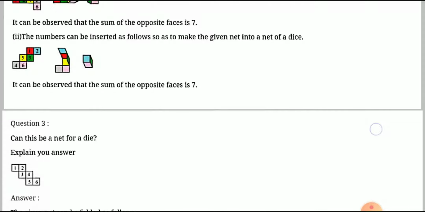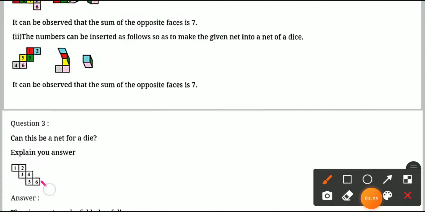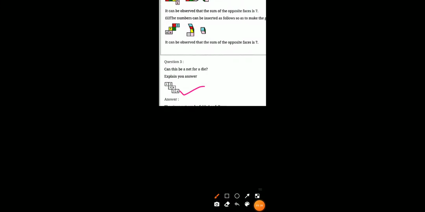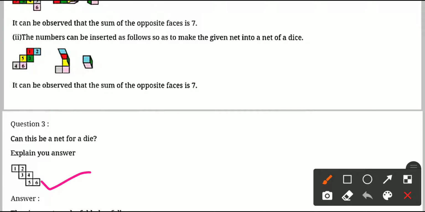Question number 3: can this be a net for a die? Explain your answer. If in this the sum of opposite numbers is 7, then it is a net of a die, otherwise it is not. If the sum of their opposite faces is 7, then it is a net of a die, otherwise it is not a net of a die. Clear? So you can check.